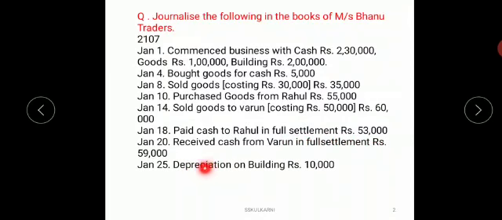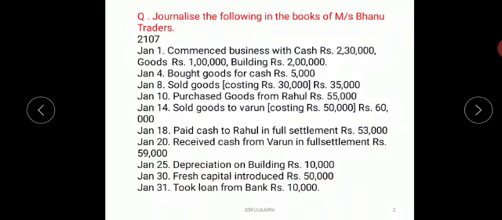25th, depreciation on building. Now this depreciation is nothing but a permanent reduction in the value of fixed assets. So whenever we keep using fixed assets for business purpose, there will be certain loss in their value. That is a permanent loss. So such permanent loss in the value of fixed assets is treated as depreciation. Next, on 30th, fresh capital introduced 50,000. On 31st, took bank loan of rupees 10,000.